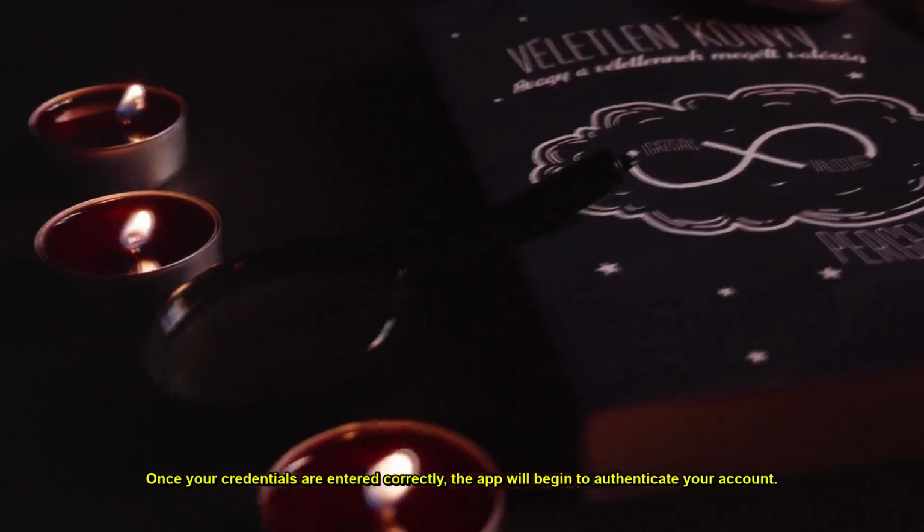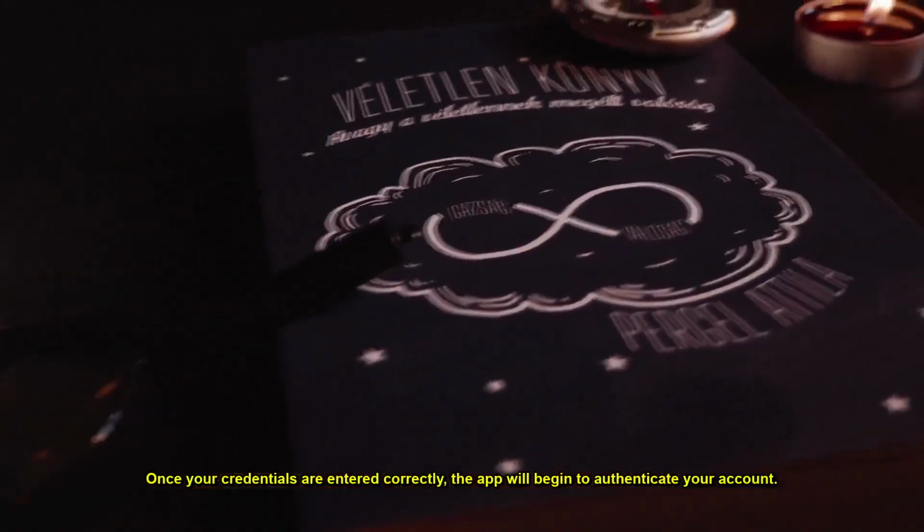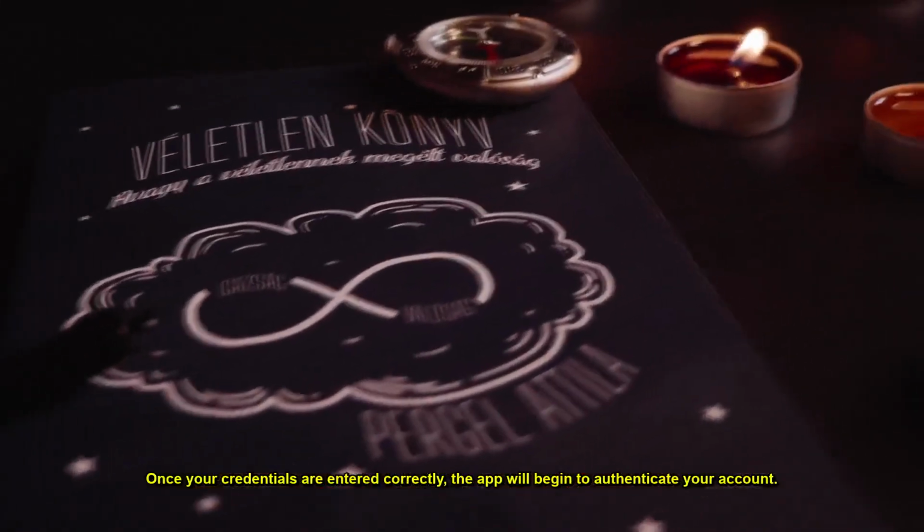Once your credentials are entered correctly, the app will begin to authenticate your account. This process may take a few moments, so please be patient. After successful authentication, you will receive a confirmation message. Your bank account should now be connected to Monarch Money.